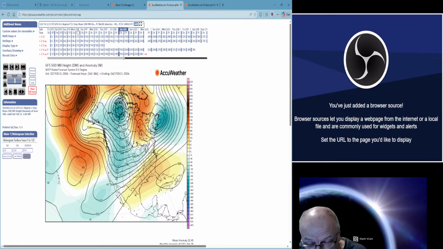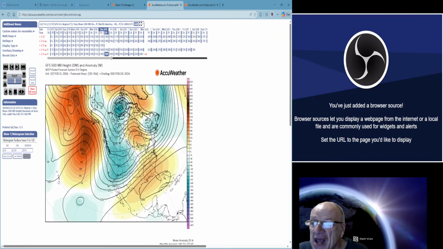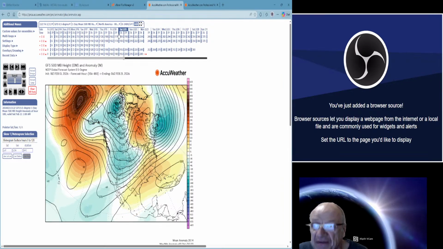Okay, this is for the period February 16th to March 2nd. We're going to look at the period for February 16th to the 20th. This is what we have here: a trough and ridge in the west, so a zone of flow basically here in the west. And the guidance is in pretty good agreement on this as we look at the various models.